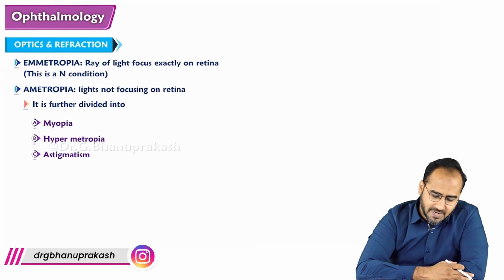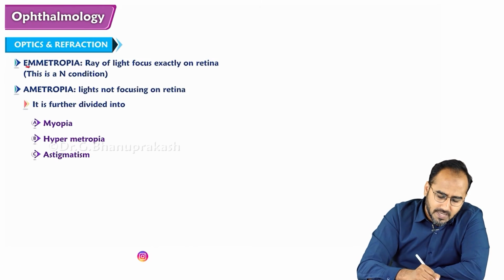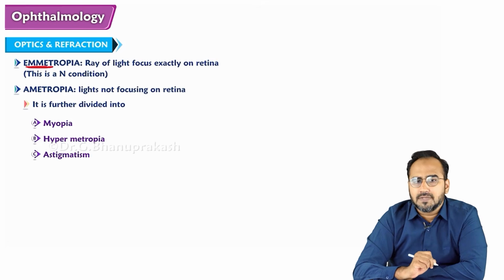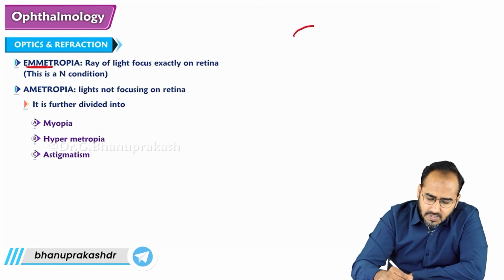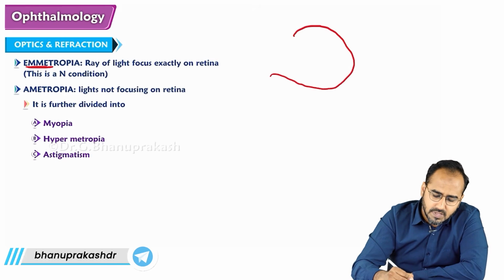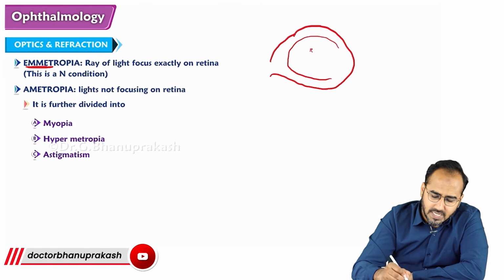In optics and refraction, the first thing that we need to know is emmetropia. What is meant by the term emmetropia? Just look over here, guys. Imagine this is the eye. This is the eyeball. The second layer of the eye is the choroid and the innermost layer is the retina. This is the innermost layer, which is the retina.